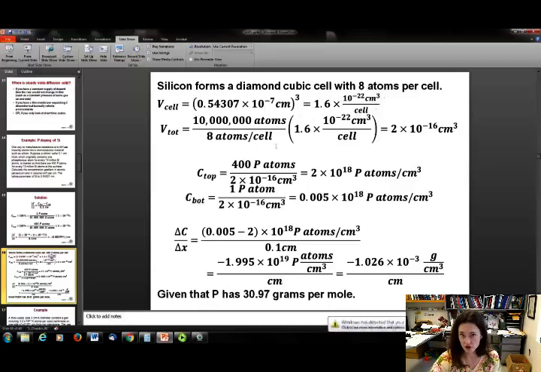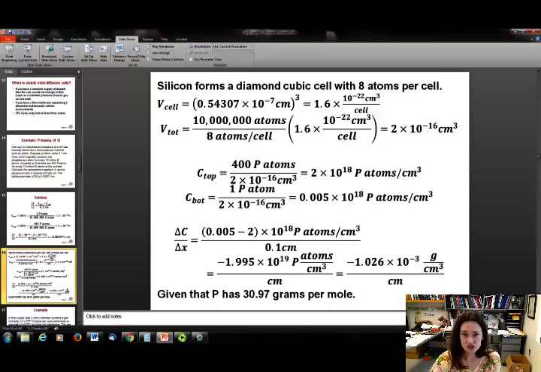Now the total volume that I have is going to be how much volume is occupied by that entire thing. So if I have 10 million atoms, and I know that there's 8 atoms per cell, then I can use that to figure out the number of cells, and then I can multiply the number of cells times the volume of one cell and get my total volume. So here I have 10 million divided by 8 times 1.6 times 10 to the minus 22 centimeters cubed per cell, and that gives me 2 times 10 to the minus 16 centimeters cubed for my total volume.